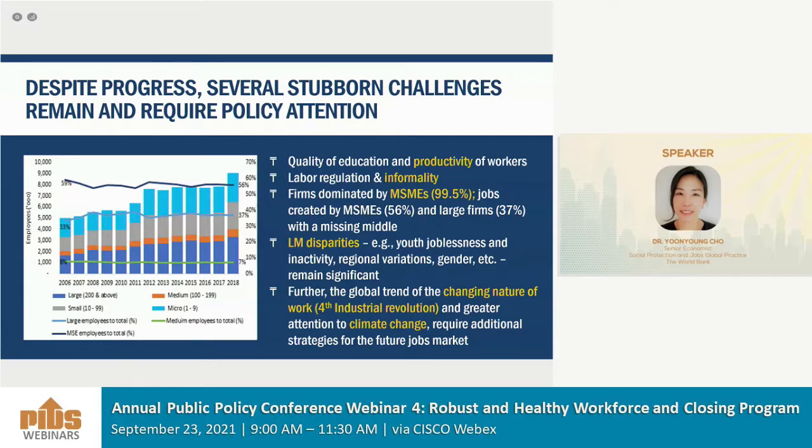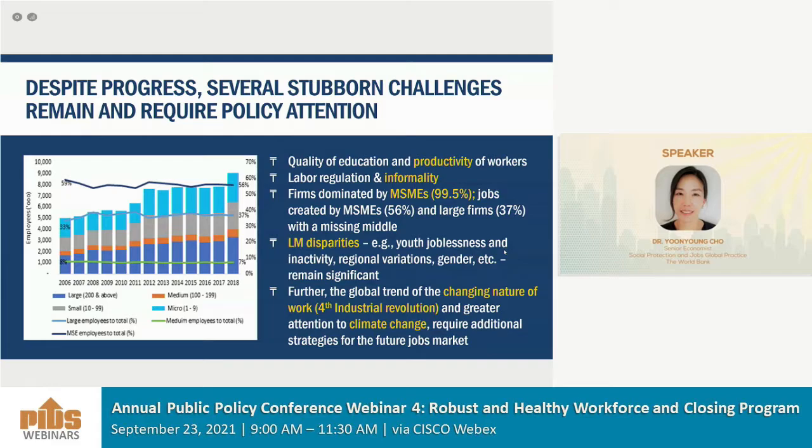Despite this progress, and I highlighted many developments over time, several stubborn challenges remain and require policy attention. First is really the quality of education and productivity of workers. We are fully aware that education quality has been quite stagnant in the country, and because of COVID, it's going to get worse in the near future. And then the second point is really labor regulations and informality. I know that the next presenter will talk about informality quite a bit, but there is a large informal sector in the labor market in the Philippines.